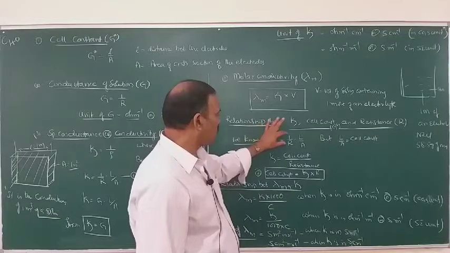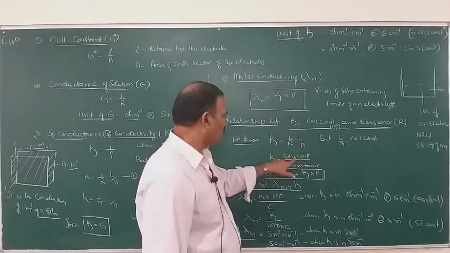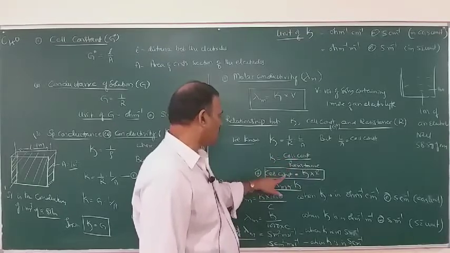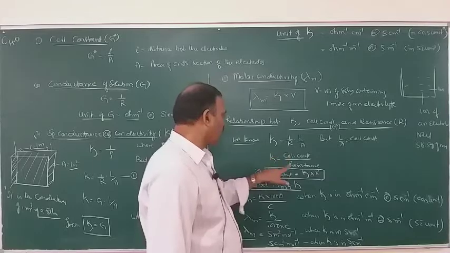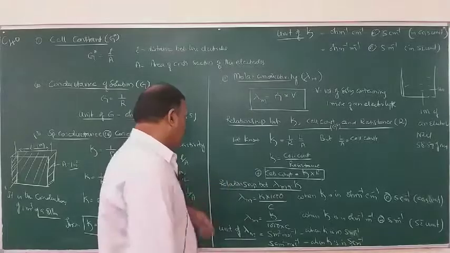Specific conductance is equal to 1 over R into L by A. L by A is called cell constant, divided by R equals kappa. So, cell constant equals kappa into resistance of solution. So this is also very important.